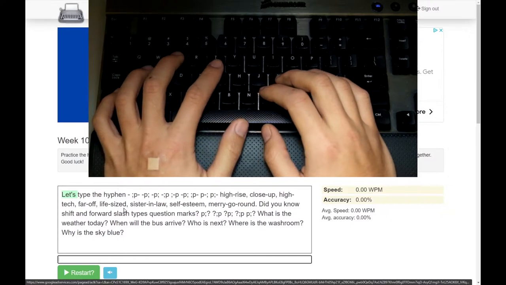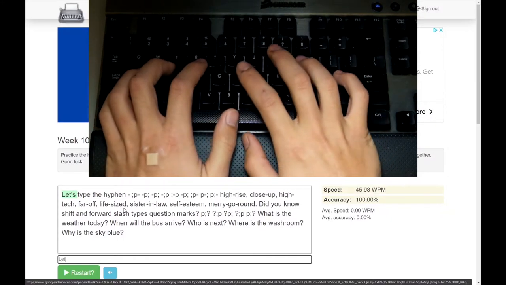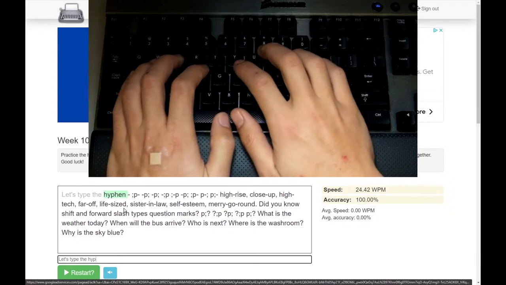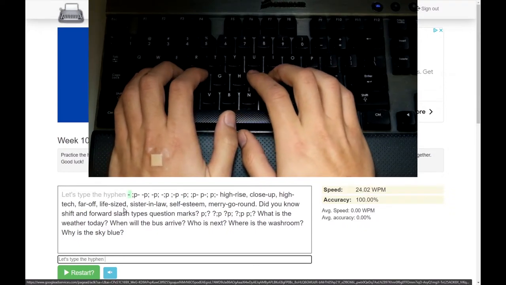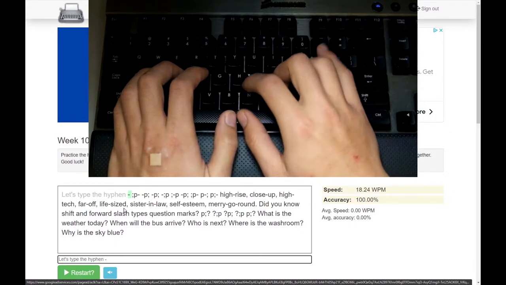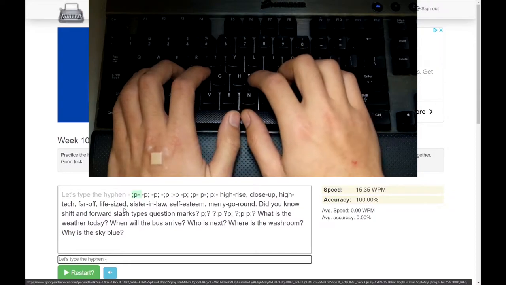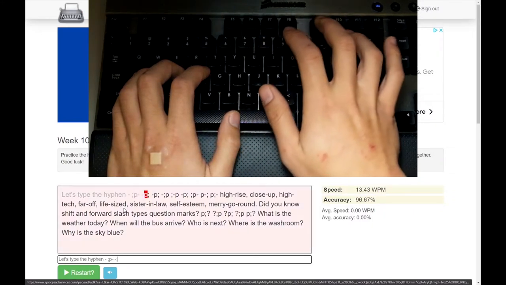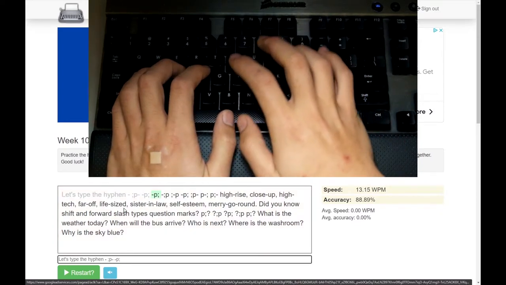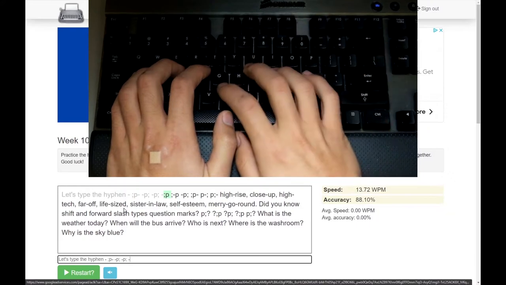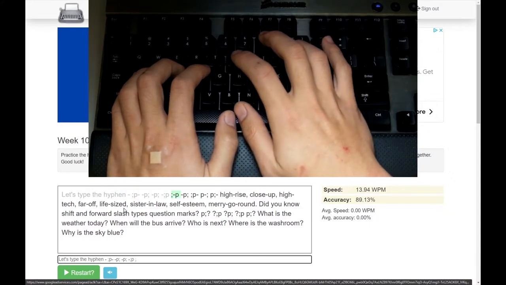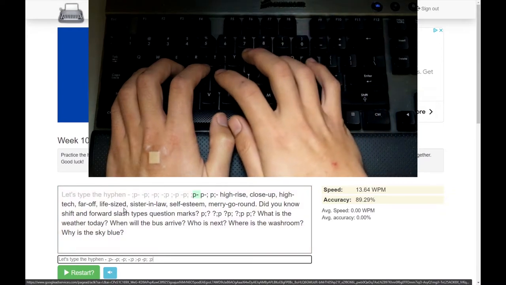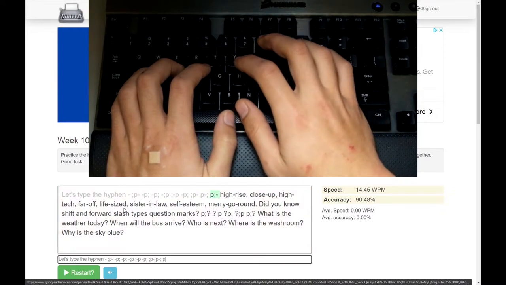So first letter is uppercase L, E-T, apostrophe, remember it's next to the semicolon, T-Y-P-E, T-H-E, H-Y-P-H-E-N. Okay, so we want to practice the hyphen, and we reach up to the hyphen key next to zero. Space, semicolon P hyphen P, hyphen P, semicolon, space, hyphen P semicolon, hyphen semicolon, P, semicolon, hyphen P, hyphen P semicolon, semicolon P, oops, P hyphen, P hyphen semicolon, P semicolon hyphen.